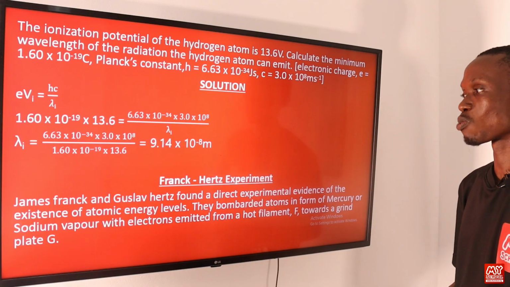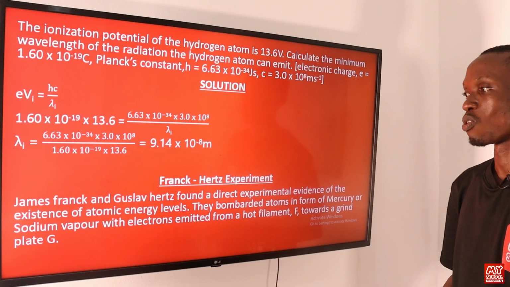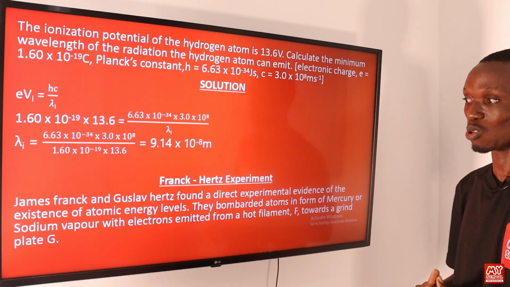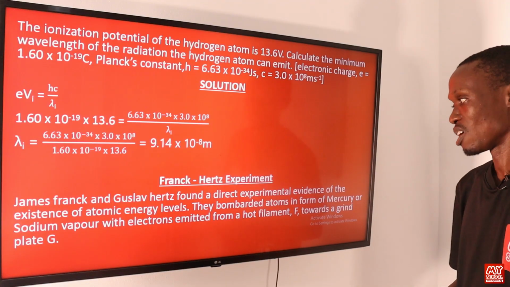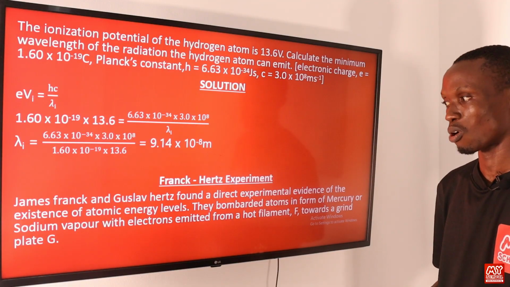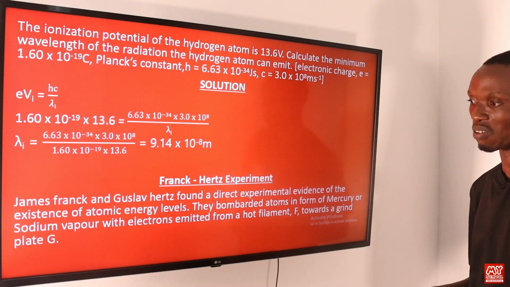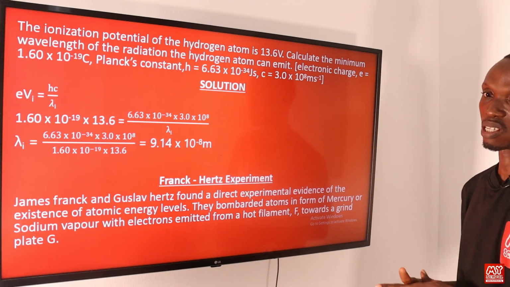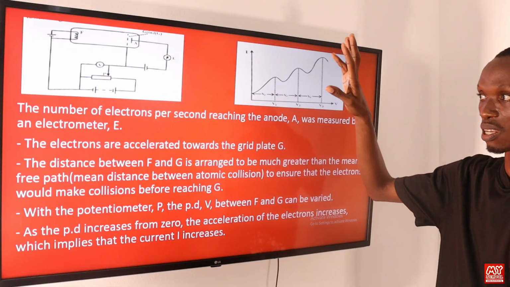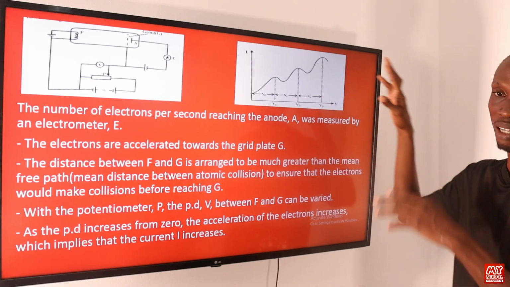Now let's move on to the Franck-Hertz experiment. James Franck and Gustav Hertz found direct experimental evidence of the existence of atomic energy levels. They bombarded atoms in the form of mercury or sodium vapor with electrons emitted from a hot filament F towards a ground plate G. Let's move to the next slide so we can see the diagram. Basically, this is the diagram, and this is the graph of the current against the voltage.